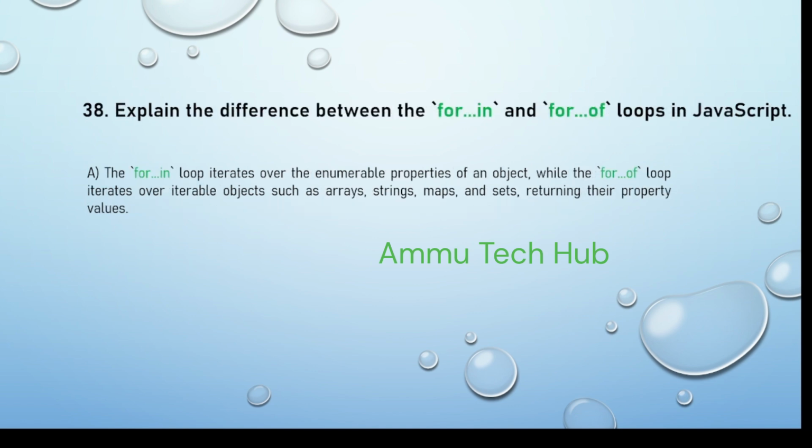Explain the difference between the for-in and for-of loops in JavaScript. The for-in loop iterates over the enumerable properties of an object, while the for-of loop iterates over iterable objects such as arrays, strings, maps, and sets, returning their property values.